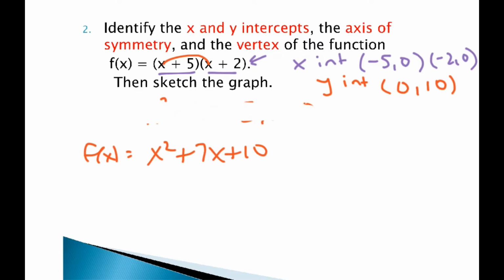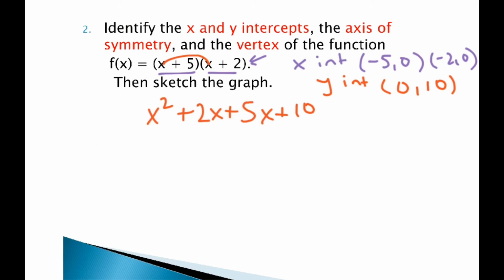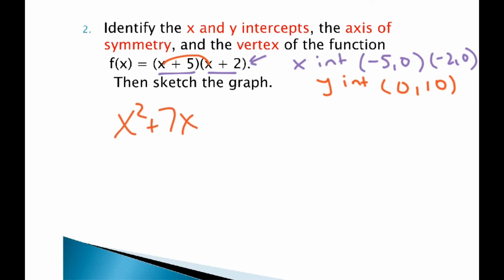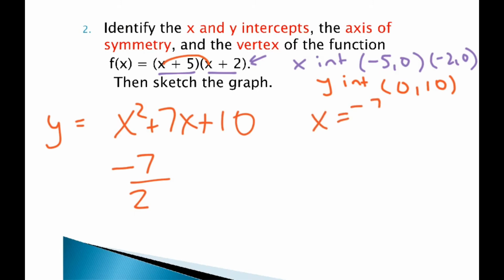All right, now the axis of symmetry. For the axis of symmetry, I'm going to need to find the vertex. And so I know, I shouldn't have erased that. I keep erasing the wrong thing. Sorry, let me write this again. X squared plus 7x plus 10. So I know that my vertex is negative b over 2a, and so that's going to be my axis of symmetry. So x equals negative 7 halves because that's the x coordinate.